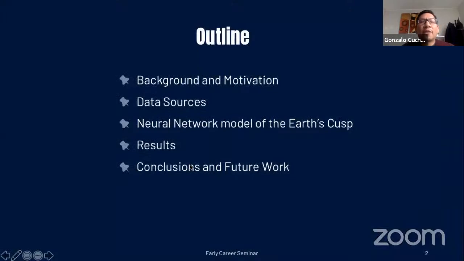Okay, this is the outline of my presentation. I'm going to start providing you a background and motivation. Because this is a database analysis to investigate the Earth cusp, I have to provide what are those data sources that I will use. Then I will mention how the neural network model for the Earth cusp is constructed. I will show some results. I will finish providing conclusions as well as future work for this project.